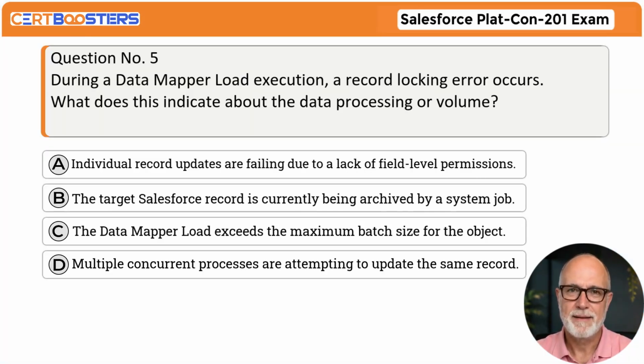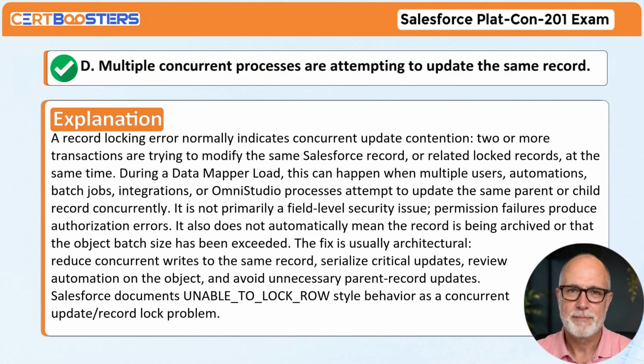Question number 5. During a data mapper load execution, a record locking error occurs. What does this indicate about the data processing or volume? A. Individual record updates are failing due to a lack of field-level permissions. B. The target Salesforce record is currently being archived by a system job. C. The data mapper load exceeds the maximum batch size for the object. D. Multiple concurrent processes are attempting to update the same record. Correct answer: D. Multiple concurrent processes are attempting to update the same record.